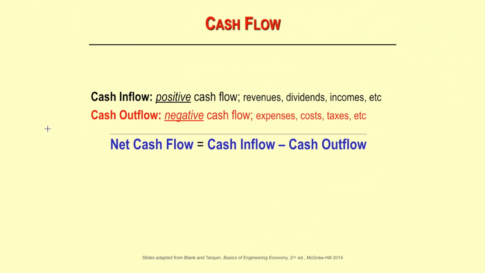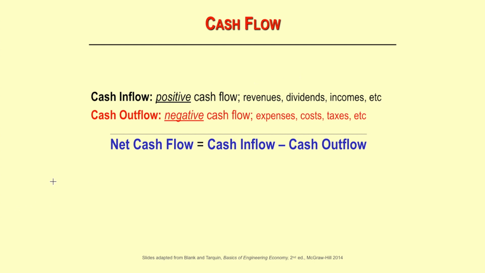Now let's talk about cash flow. Now cash flow is the movement of cash for a particular system or alternative that is being considered. So cash could be moving into the system, or cash could be moving out of the system. Cash inflow is also called the positive cash flow because money is being earned, money goes into the system. So examples of positive cash flows are revenues, dividends, and incomes.